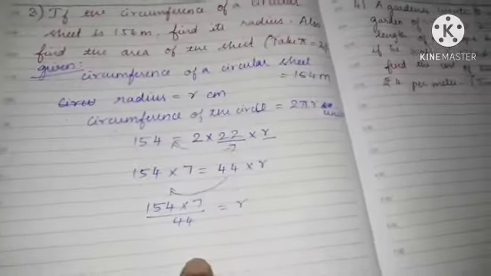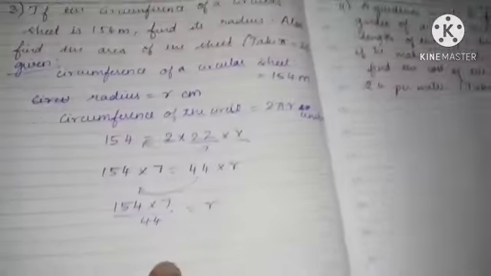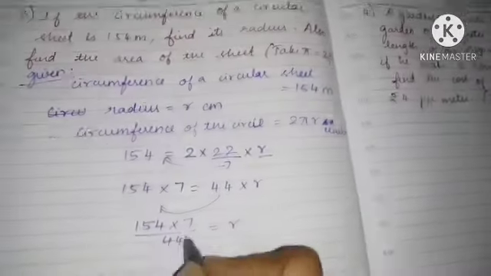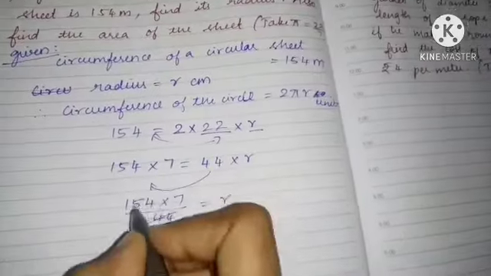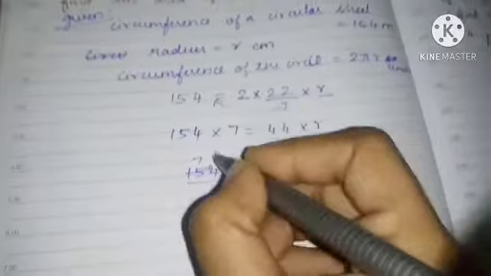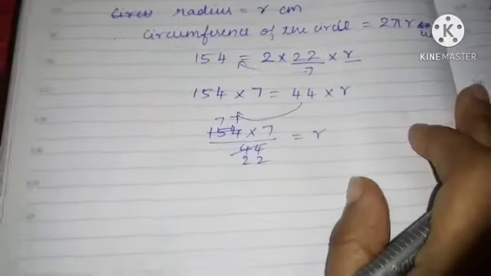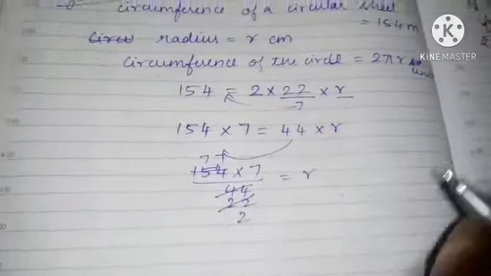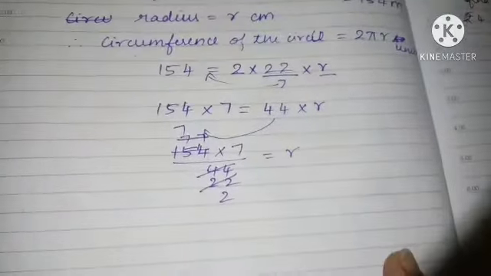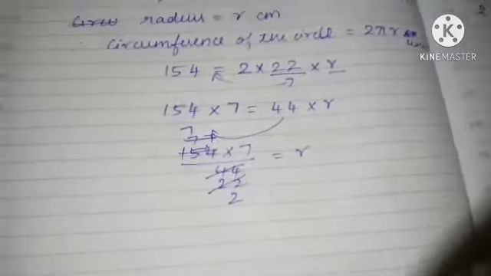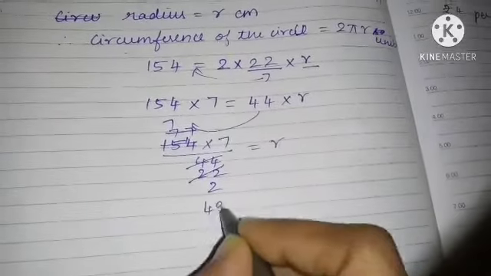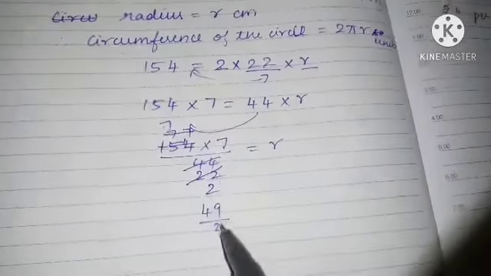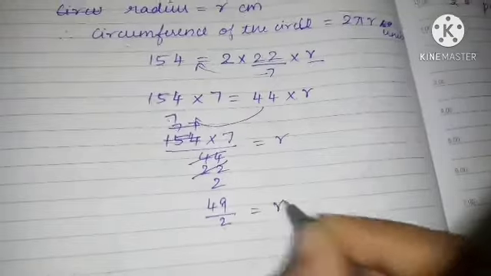Now can we cancel this? In what table will you cancel, children? In the 2 table. 2 2s are 4, 2 2s are 4, 7 2s are 14. Now 1, then 7. Okay. Then in the 11th table, 11 2s are 22, 11 7s are 77. Now 7 7s are 49 divided by 2. Correct? 7 7s are 49 divided by 2 is equal to r.